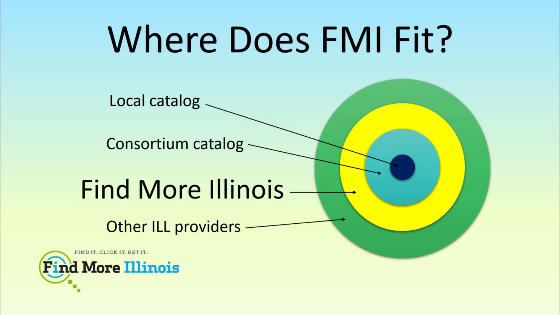Standalone libraries can search FMI for items not in their catalog before moving to other resources like OCLC WorldShare. Libraries that belong to a consortium can check FMI holdings to search beyond their shared catalog. And those libraries without library software can use SHAREit as an online catalog with interlibrary loan functionality.